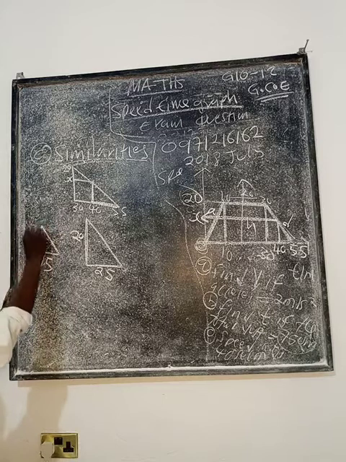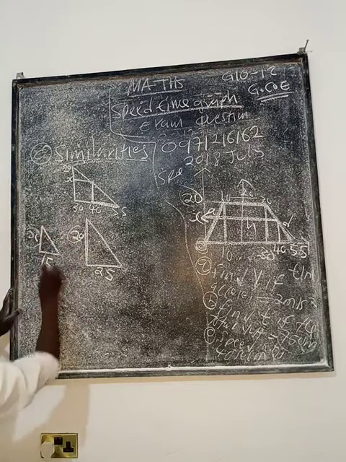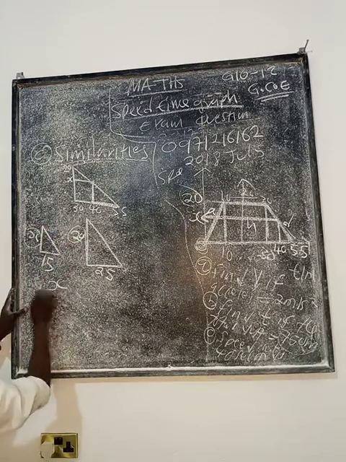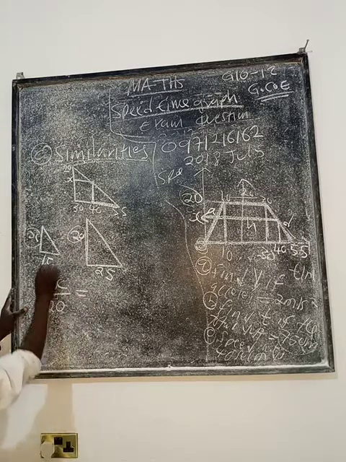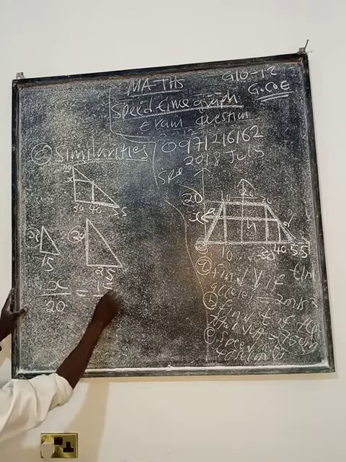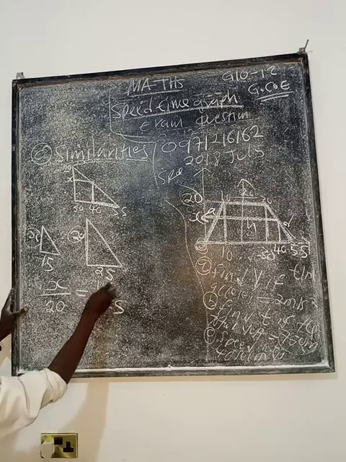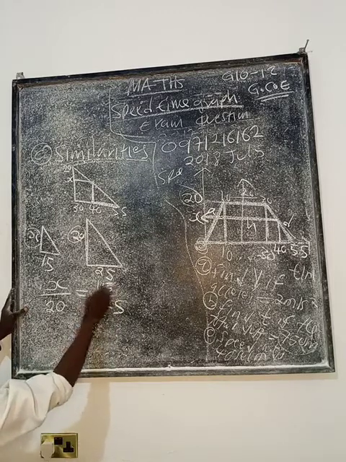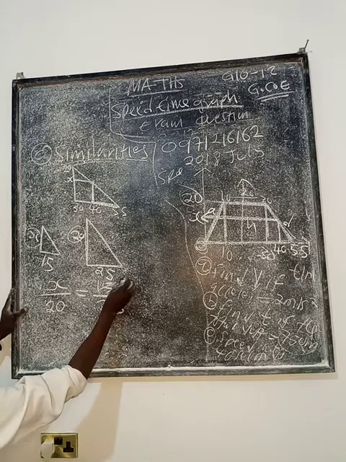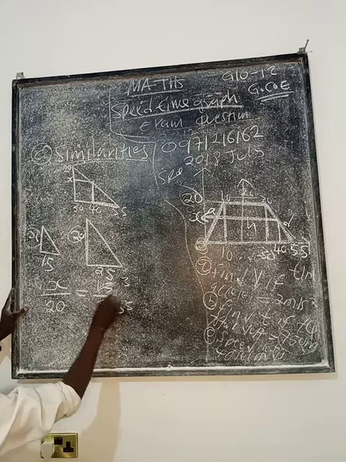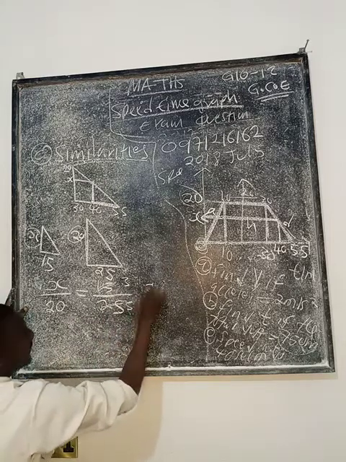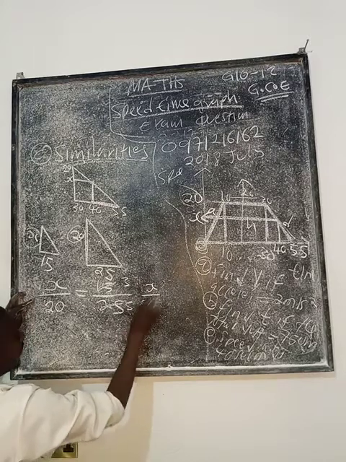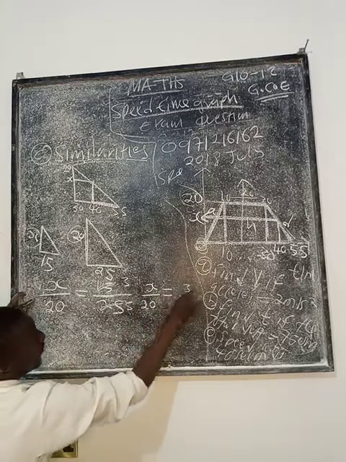So this will go with that. We'll create x up, 20 down, should be equal to 15 up, 25 down. We can even simplify here. 15 divided by 5 gives us 3, 25 divided by 5 gives us 5. So that it is now simplified, I can write it like this: x over 20 is equal to 3 over 5.